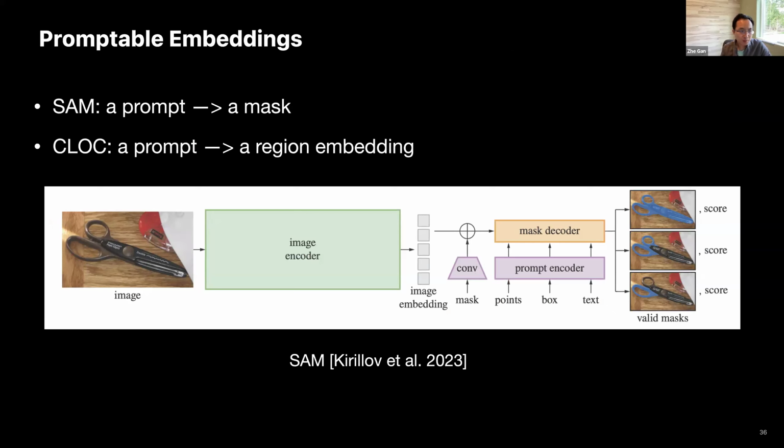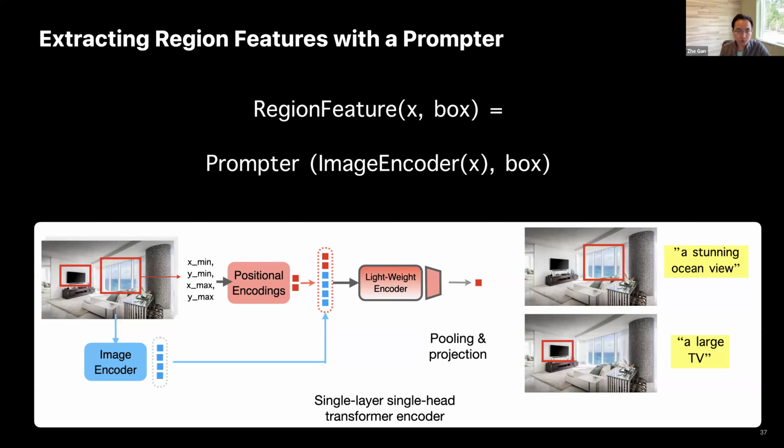In the SAM model, you have a prompt, and through this prompt you get a mask. In our CLOC model, we have a prompt, but the output of the prompt is a regional embedding. So this is what we do at a high level.